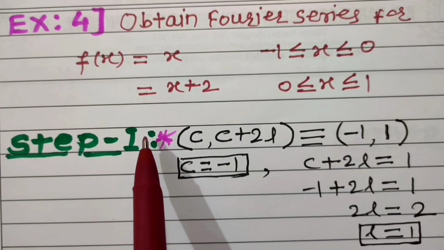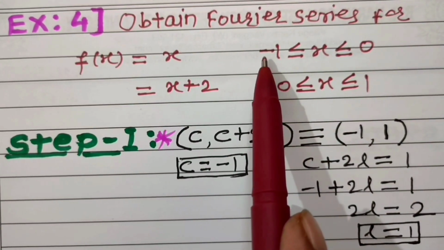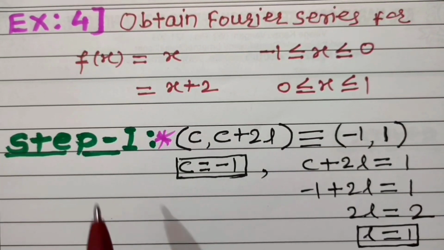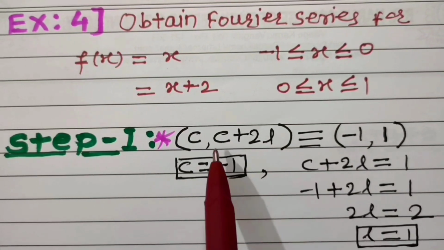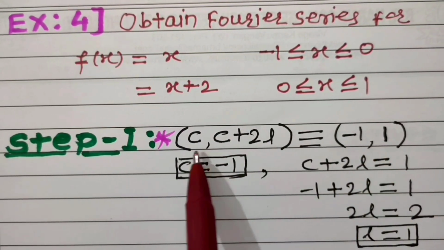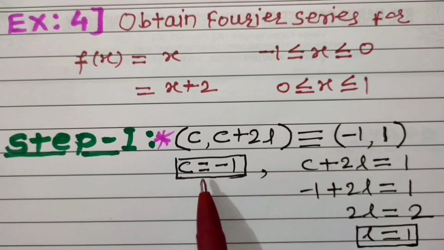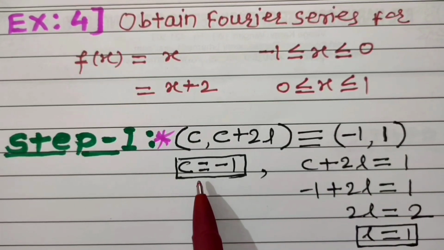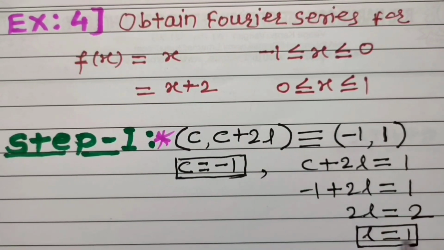So the upper limit and lower limit have the same values but with opposite sign. Hence here we have to check whether the given function is even or odd. But in step number 1, first of all we have to find the values of c and l. Comparing the given interval with the general interval c to c plus 2l, c is equal to minus 1 and c plus 2l is equal to 1, and if we substitute the value of c here, that gives l is equal to 1. So c is minus 1, c plus 2l is 1, and l is also 1.